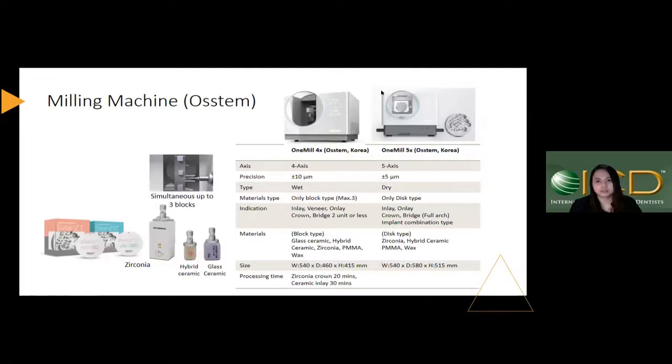This is one of the milling machines from OSTEM. They have two kinds. One is the mill 4, which is 4-axis, and the other one is 5-axis. This one can only do wet milling, and this one only dry milling. And this one can only use block type materials, and this one can do the disc type. So you have to know which material you want to fabricate, and then choose the correct milling machine that you may need.